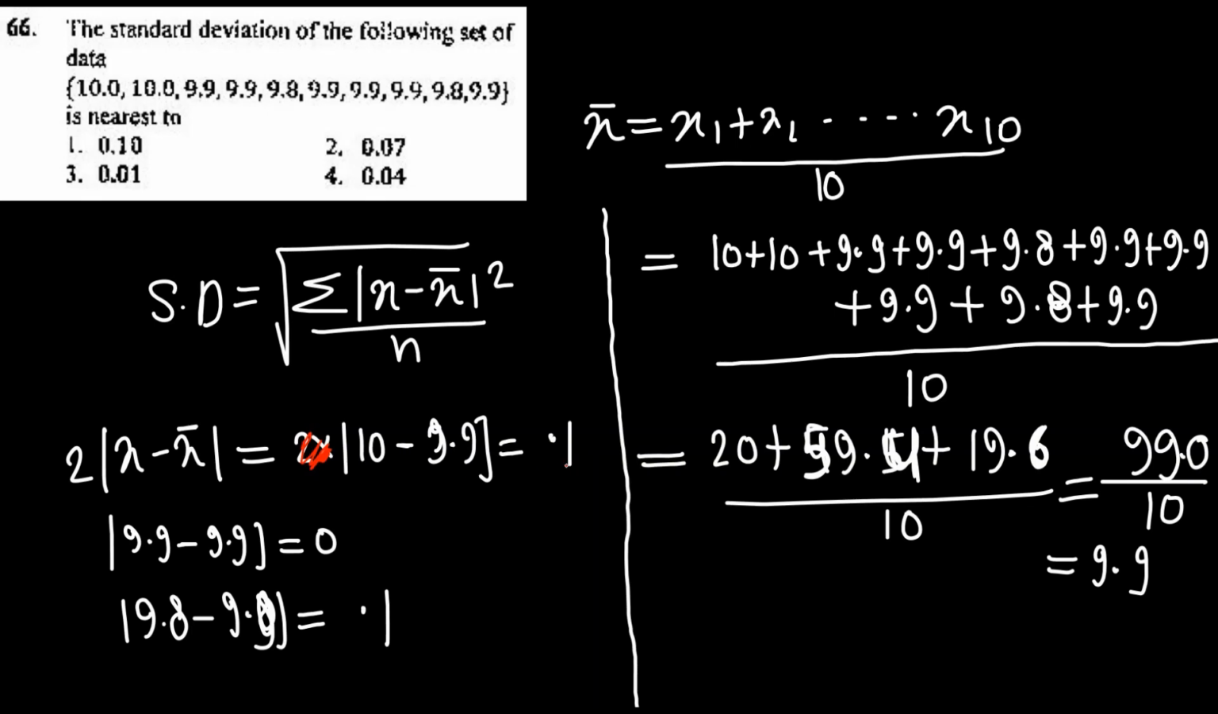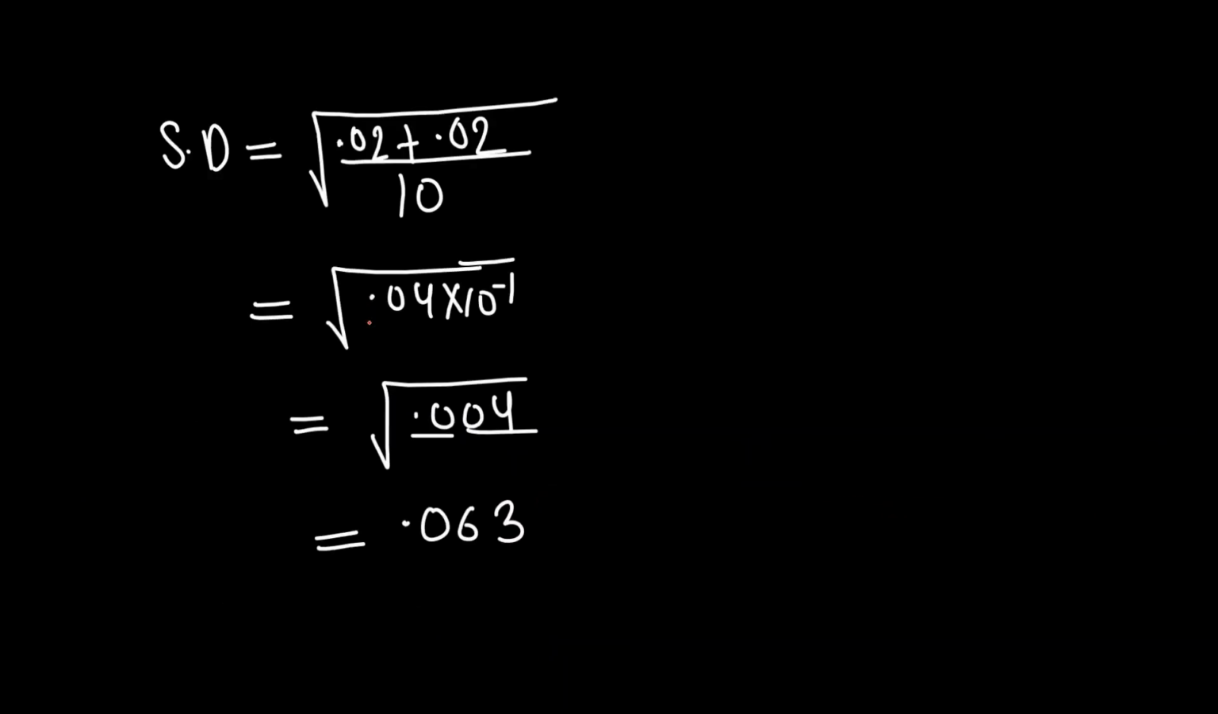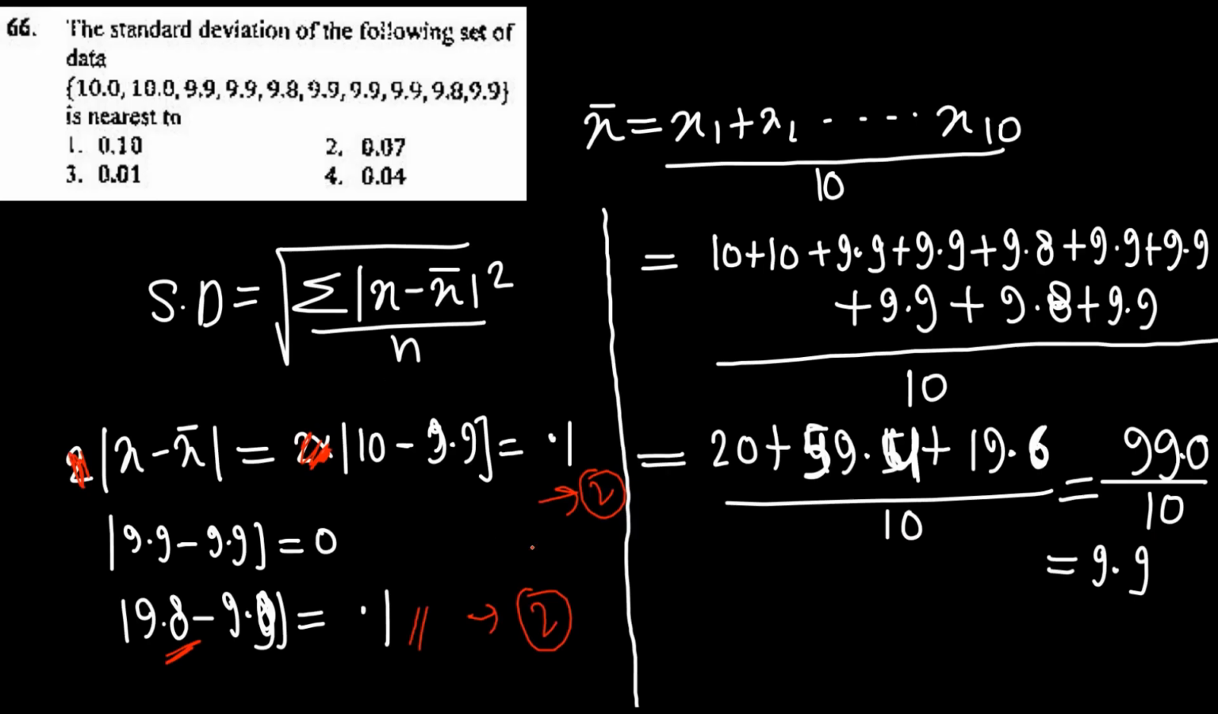10 minus 9.9 is 0.1, and for 9.8, mod is here, so for 9.8 also you will get 0.1. 9.8 is coming 2 times as well as 10 is also coming 2 times. Now you will square this. When you square the quantity mod x minus x bar, you will get 0.01. Similarly, over here you will get 0.01. And now multiplying by 2, you will get 0.02, and similarly over here you will get 0.02. Now put all the values in the formula of the standard deviation, and after calculation, you will get 0.063 as your answer.